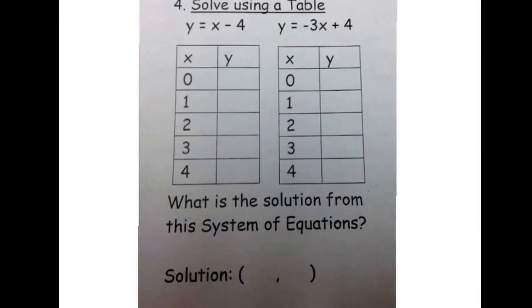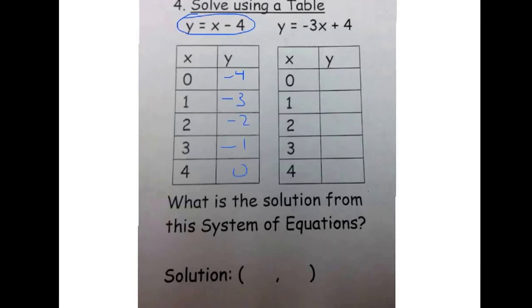All right, this table is blank, so I'm going to use my graphing calculator. I type this in to y equals, and I hit second graph, and so I bring up my table, and it shows me that this is -4, -3, -2, -1, and 0. And this one I do the same thing. I type this into y equals, and hit second graph, and I get 4, 1, -2, -5, and -8.